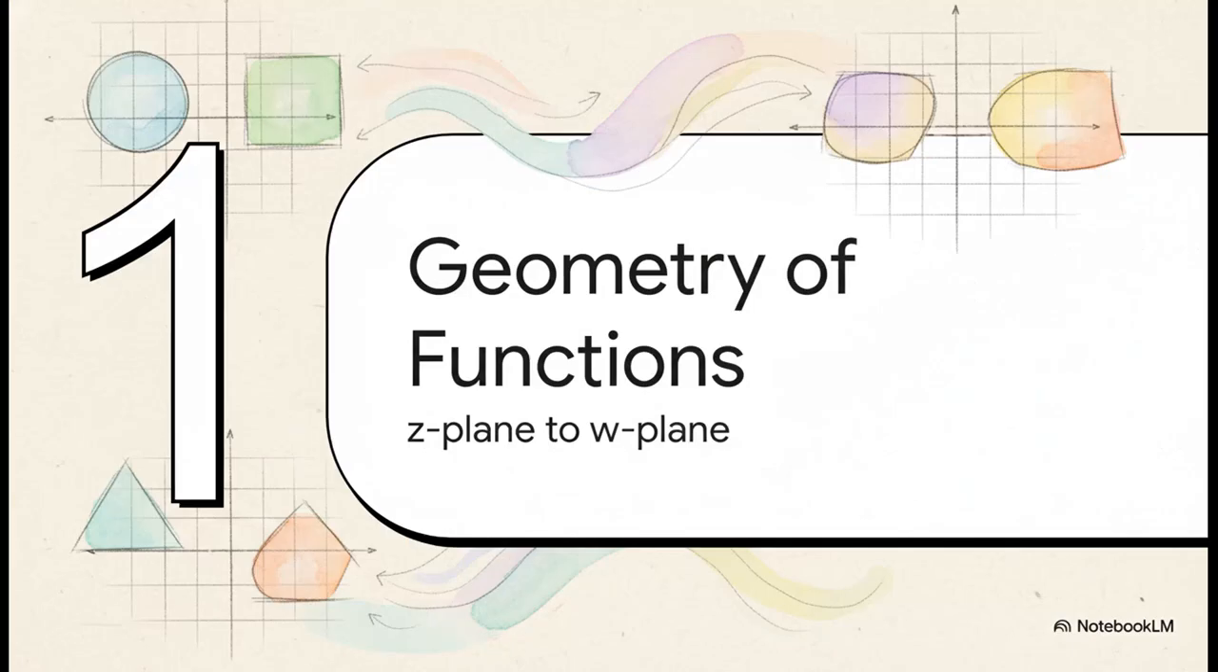To get our heads around these incredible transformations, we need to think in two separate worlds. First, you've got the z-plane. That's our starting point, where our original shapes live. And then there's the w-plane. That's where the new, transformed images pop up after we apply a function.